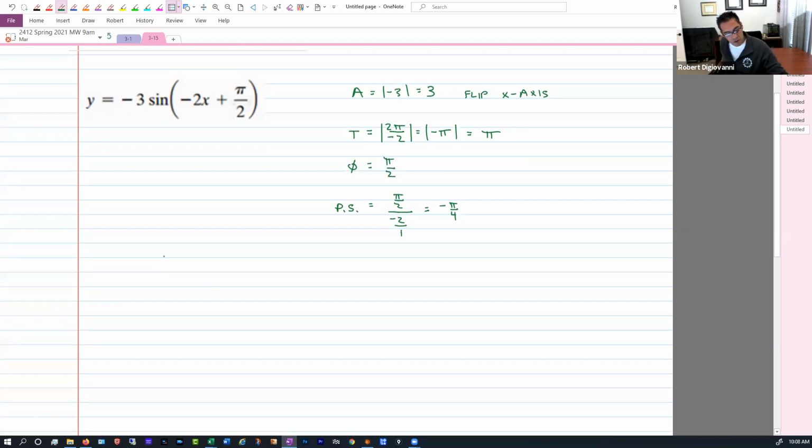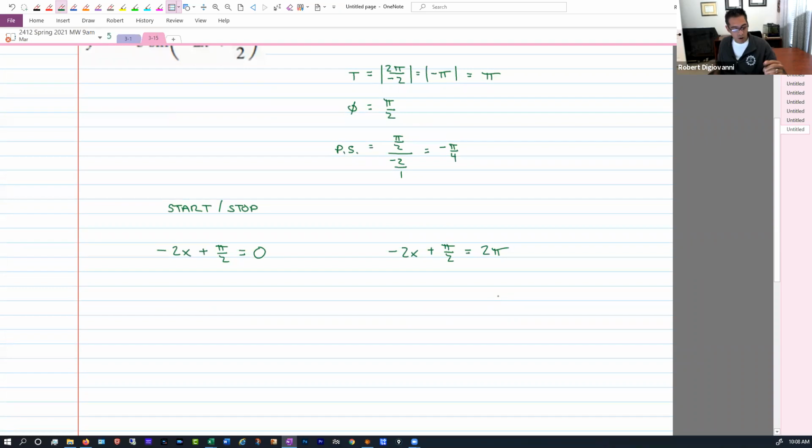Let's look at the start and stop. So for the start, stop, I'm going to take -2x plus pi over 2 equals 0. And then I'm going to go -2x plus pi over 2 equals 2 pi. I'm using 0 and 2 pi because that's what we always use for sine. And now we're going to solve this for x. So I move the pi over 2 to the other side, it becomes negative, and then I divide by -2, I should get pi over 4.